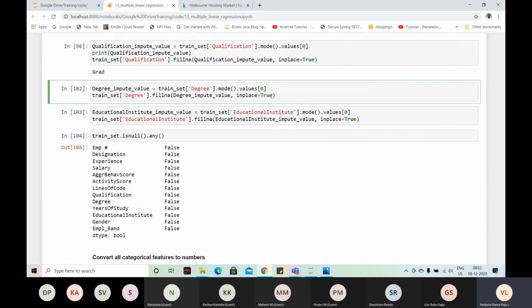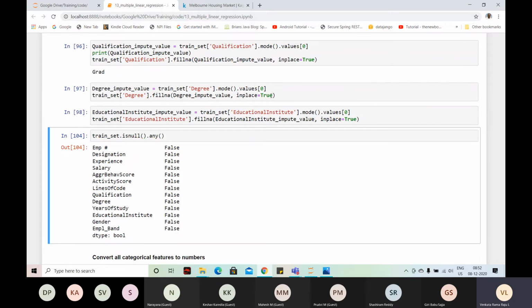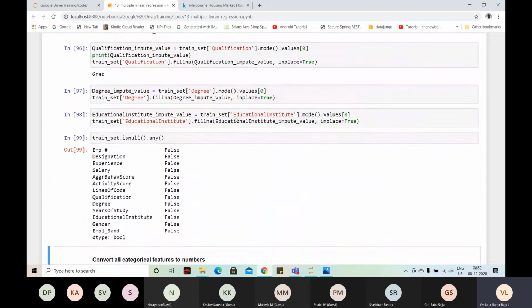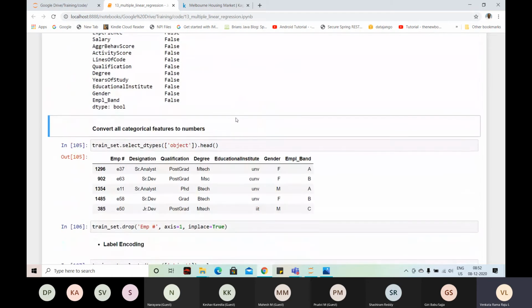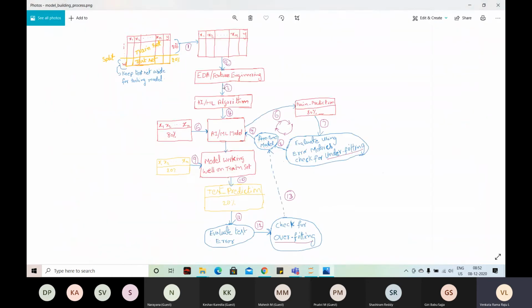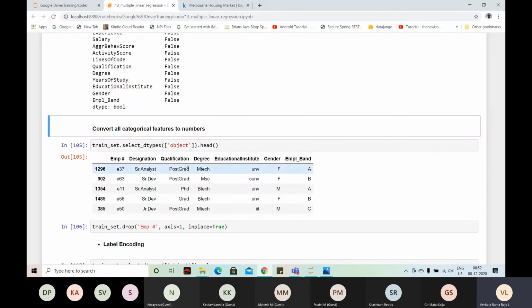Again, degree, education. Right now I fixed everything. It is a dumb way of doing it, but that's okay. We want to understand this whole process. We did exploratory data analysis. We did feature engineering, fixed the data. Now all data should be numerical.